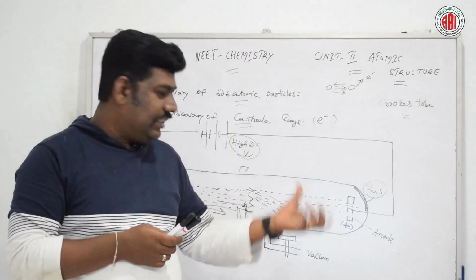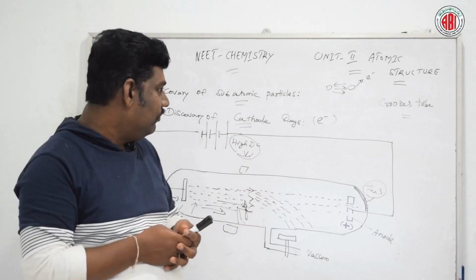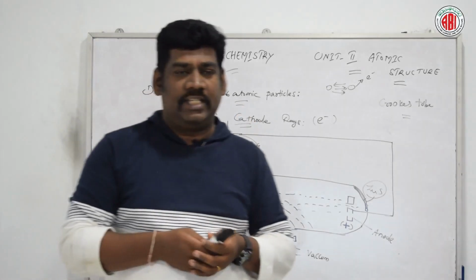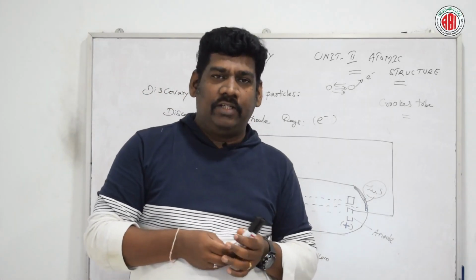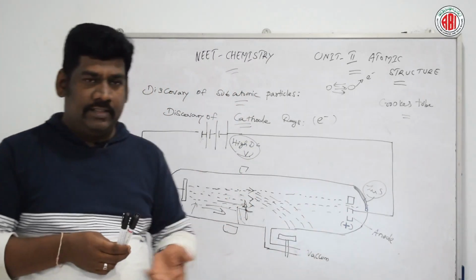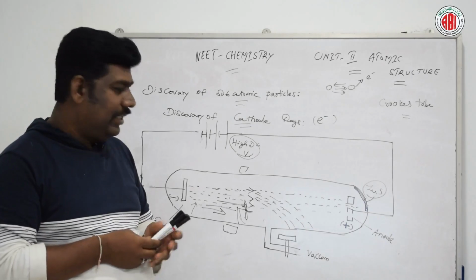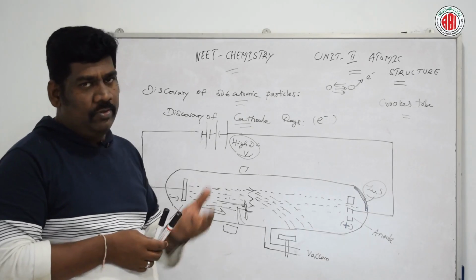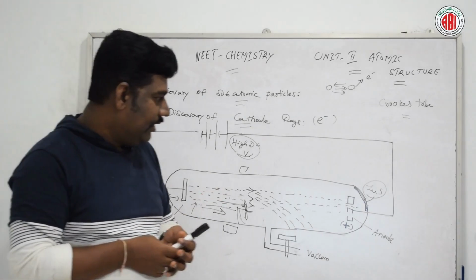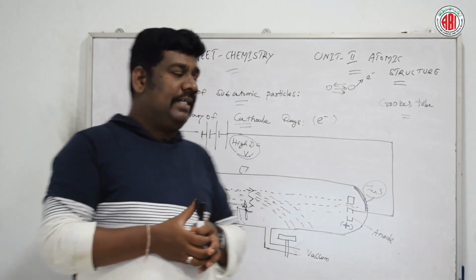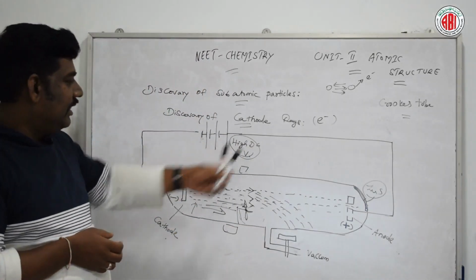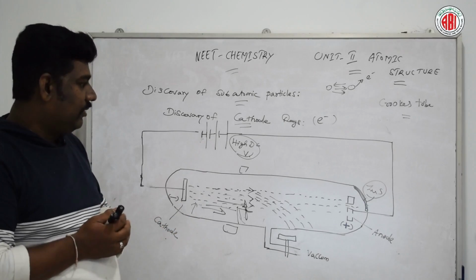So this discovery credit goes to J.J. Thomson and his team. So Crookes and J.J. Thomson's team, this entire team did it, but actually the credit goes to J.J. Thomson. Okay. So this is about the discovery of cathode rays and the properties of cathode rays.